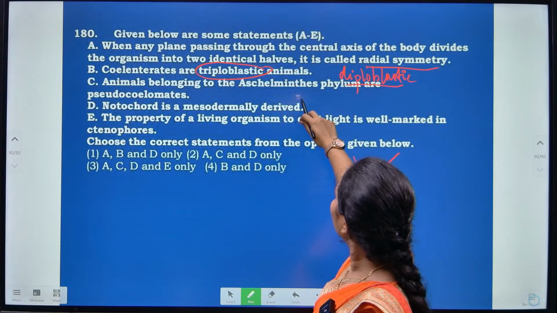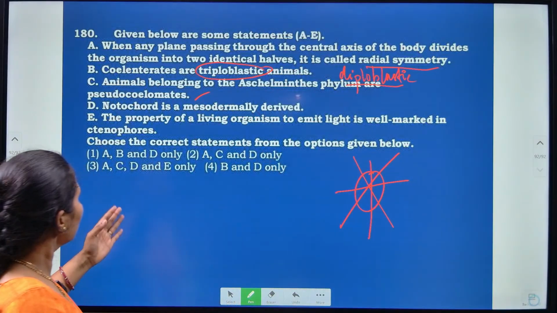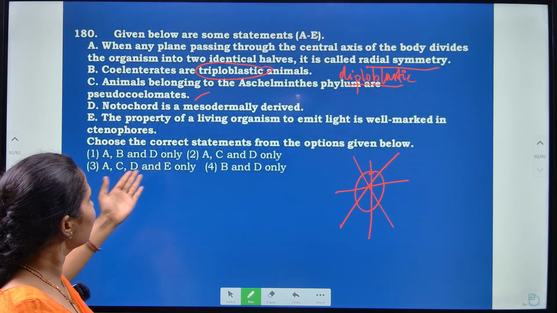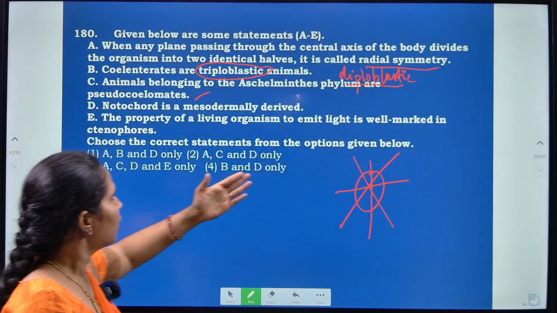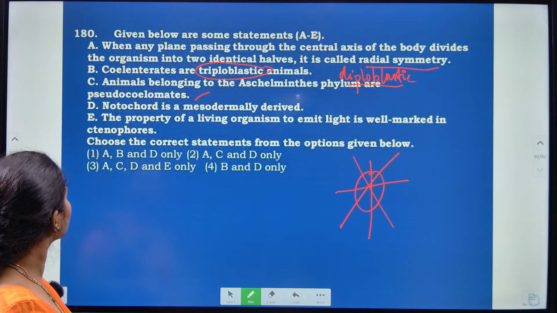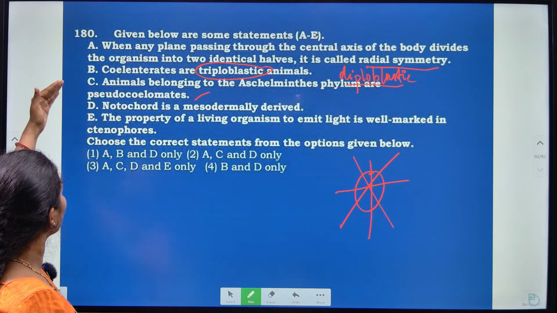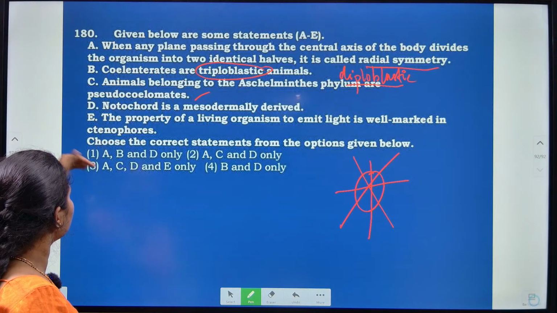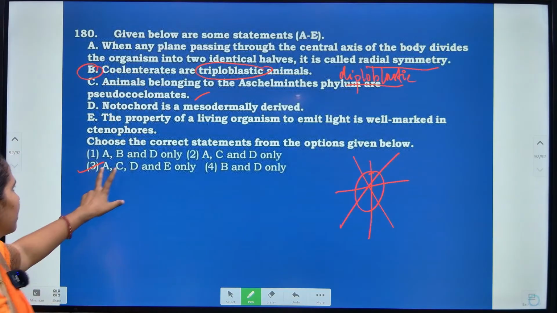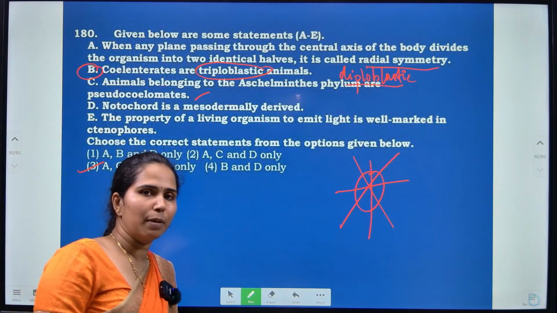Animals belonging to the phylum Aschelminthes are pseudocoelomate. Yes, it is the right option here. Notochord is mesodermal in origin. The property of living organisms to emit light is well marked in Ctenophora. So what about option B? Choose the correct statement from the options here. So A, C, D, E is the right option, except B. Except B, all the options are right here, that is A, C, D and E, because they are correct. But instead of triploblastic, there should be diploblastic in statement B.